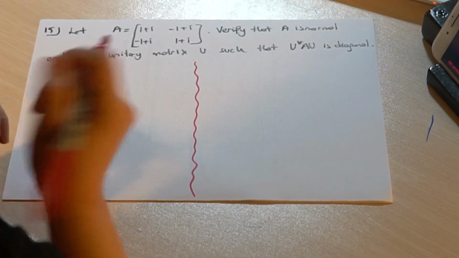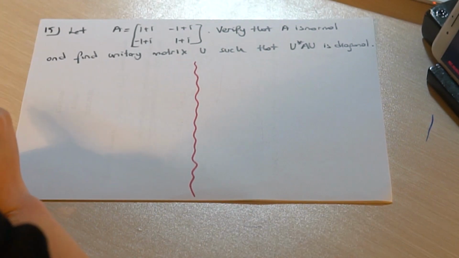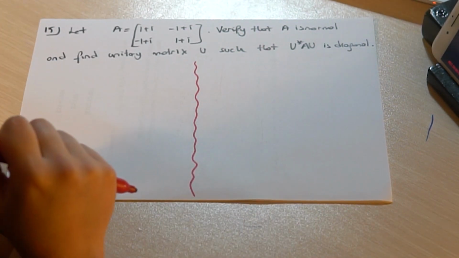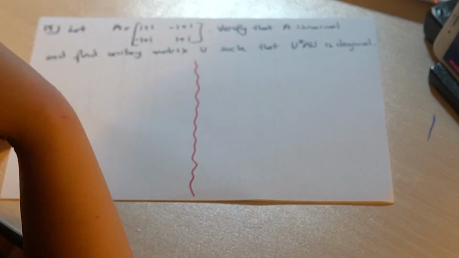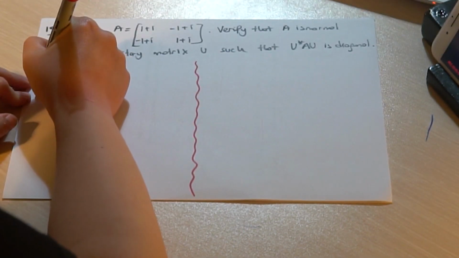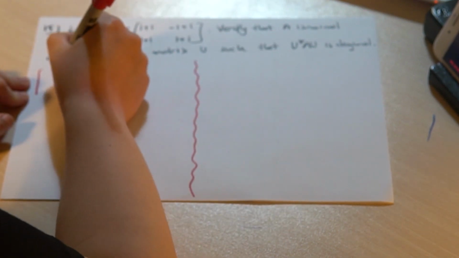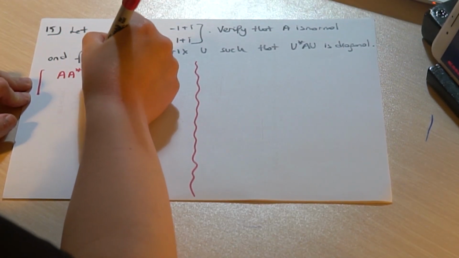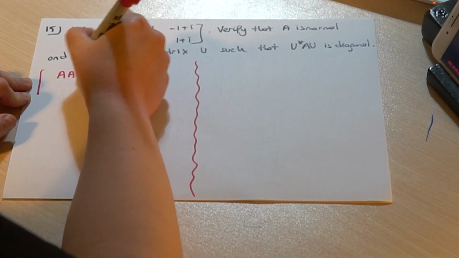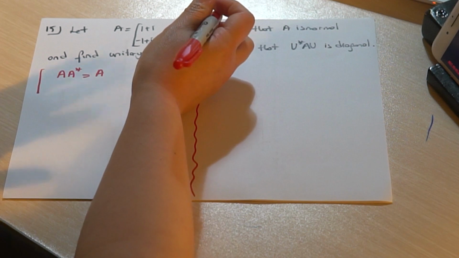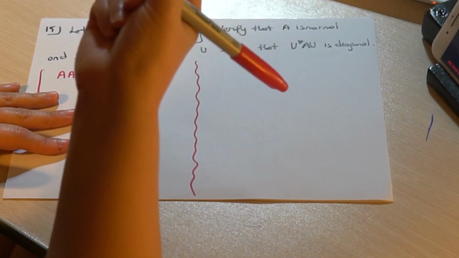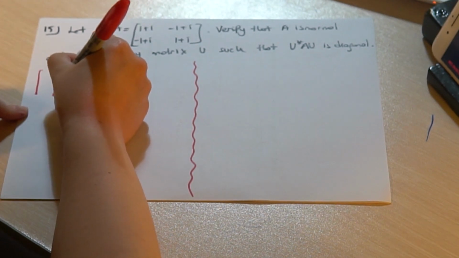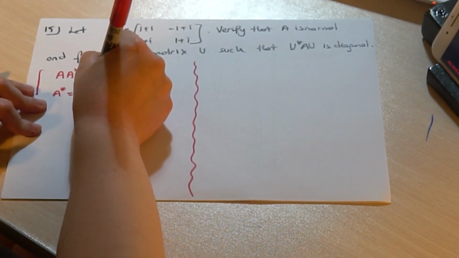Question 15 is, let A be equal to one of these matrices. Verify that A is normal and find the unitary matrix U such that U adjoint A U is diagonal. Now, we need to show that this matrix is normal. To show that A is normal, we need to show that A times A adjoint is equal to A adjoint times A, and A adjoint is the conjugate transpose of A, which is 1 minus i.